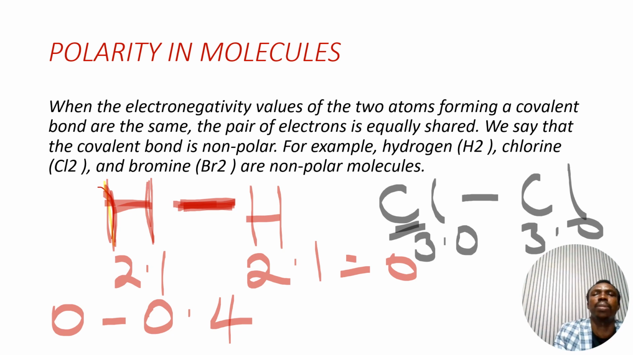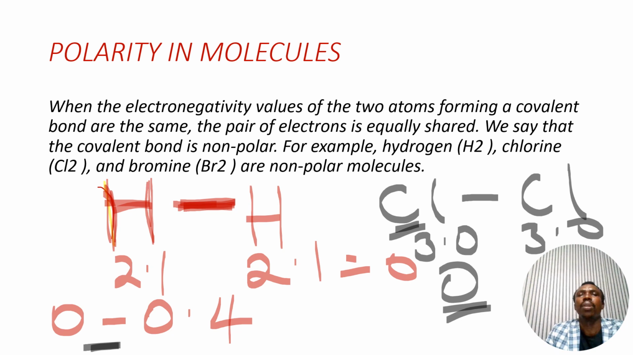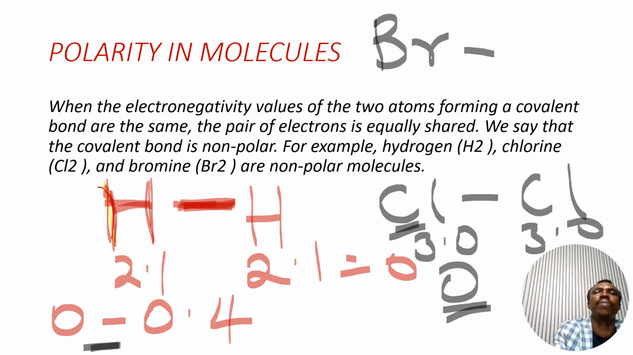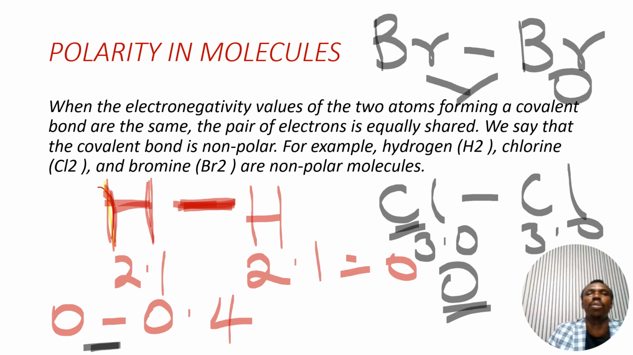3.0 minus 0.0 is what? 0. So the covalent bond is a non-polar covalent bond. If you look at the bromine molecule, they have the same electronegativity difference, so it will all sum up to 0. So the covalent bond is a non-polar covalent bond.